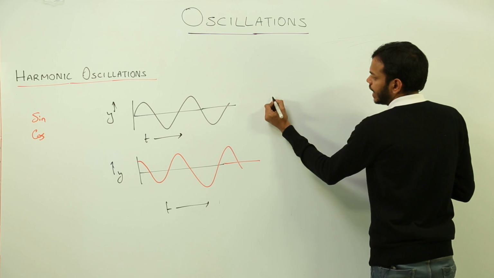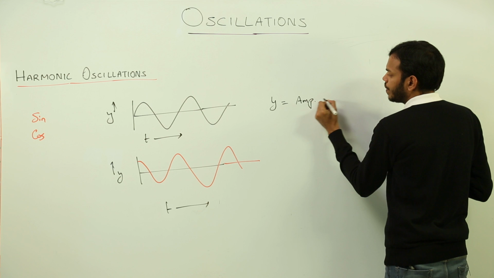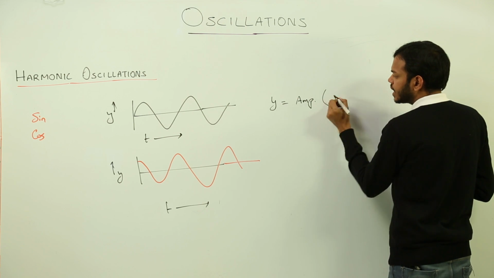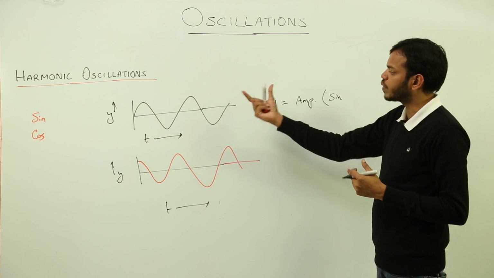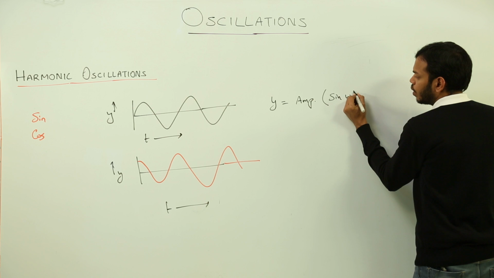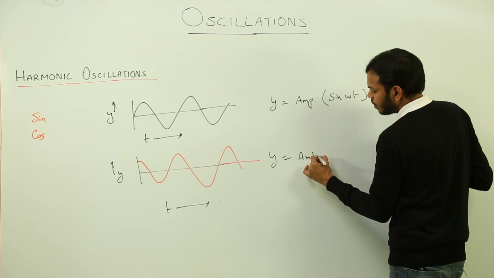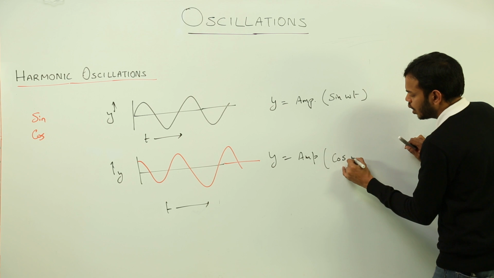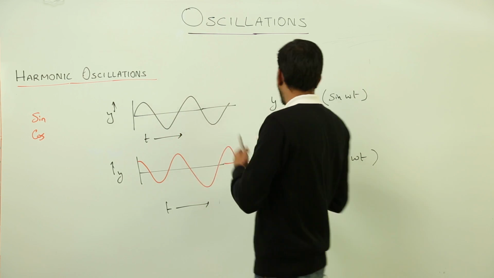So y in this case can be represented as amplitude multiplied by, this is a sine curve, sine of some frequency. I'll tell you what frequency is. It will be omega t. Similarly here it will be amplitude times cosine omega t. Now what are these terms and what do we call them?